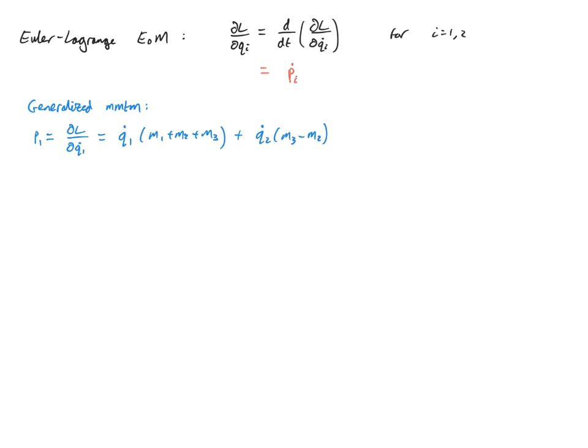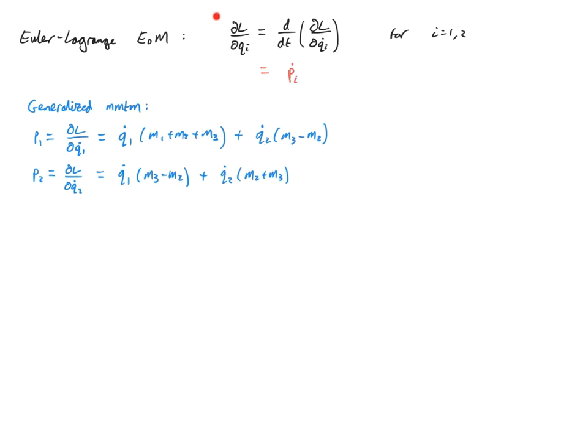And likewise, for generalized momentum P2, which is partial dL by dq2 dot, I get this. That's very straightforward. And when I want to calculate the time derivative of this, which is on the right-hand side of the equation of motion here, I notice that the masses are all constants, and so P1 dot is just going to involve q1 double dot and q2 double dot.